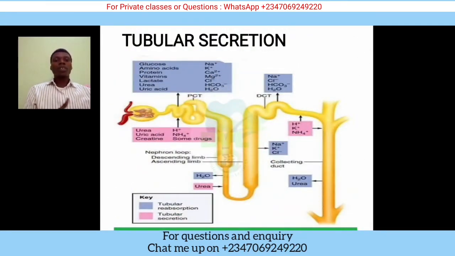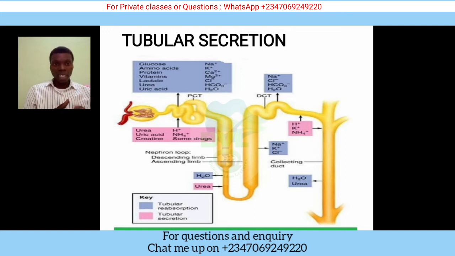Then the opposite of tubular reabsorption is tubular secretion. It means that we are going to be adding some things to the contents of the nephron. Now these ones in pink, I don't know if I get that right, or violet, are secretion. It means they are being added to the contents that's already in the nephron. They are being added. So take note of that. You can pause the video. You can see urea, uric acid, creatinine, hydrogen ion, ammonia ion, and also potassium ion are being added at different segments. And some of them are added based on instruction, based on hormones.